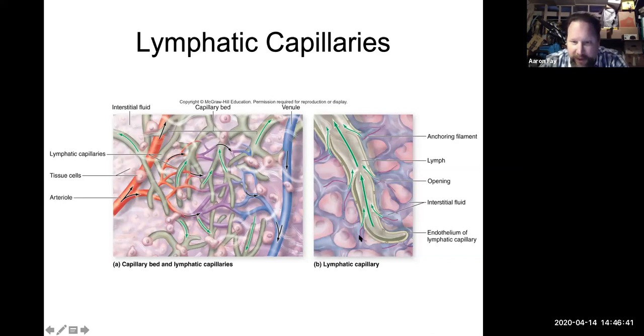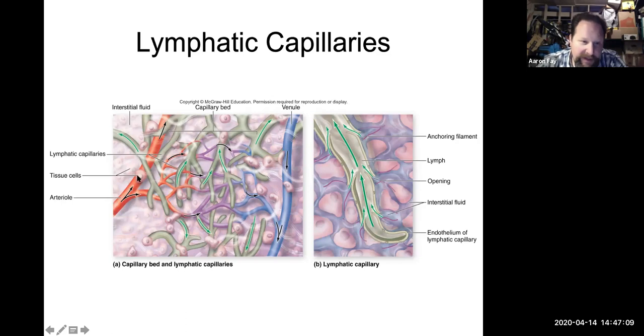So what we see here is through just movement or compression of the tissues, you get a slightly higher pressure in the tissue than inside the vessel, so the fluid flows into the vessel. The valves then close to prevent backflow, and eventually the fluid starts to drain into larger and larger lymphatic vessels. So if we see how the system integrates with the circulatory system, they're totally interwoven with each other.